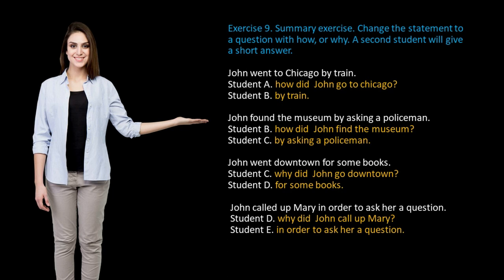John went downtown for some books. Student C. Why did John go downtown? Student D. For some books. John called up Mary in order to ask her a question. Student D. Why did John call up Mary? Student E. In order to ask her a question. Now, please do the following exercise. You can pause your video until you finish the exercise.